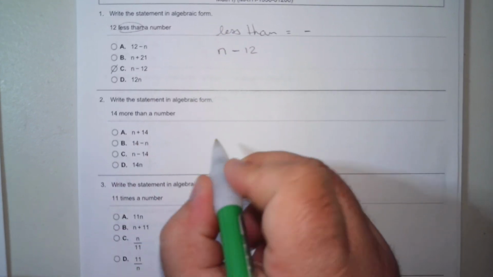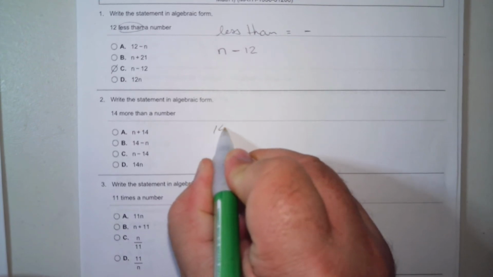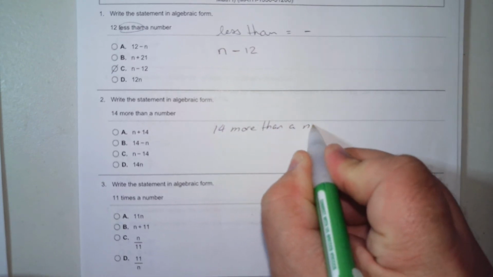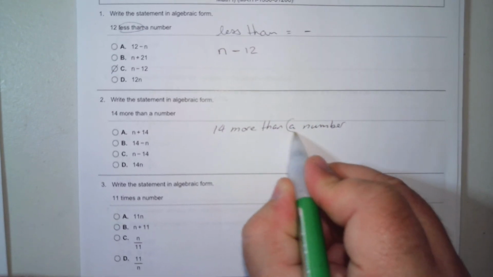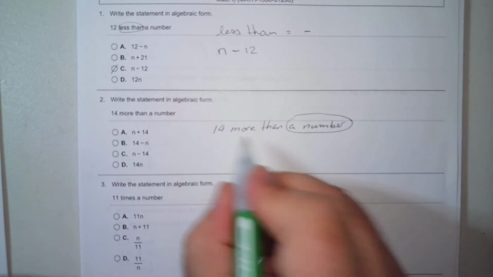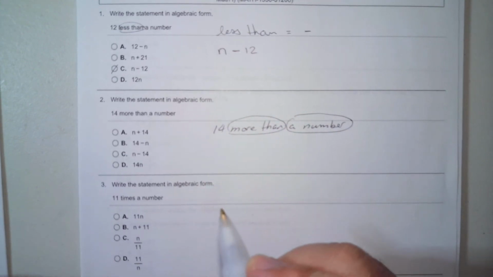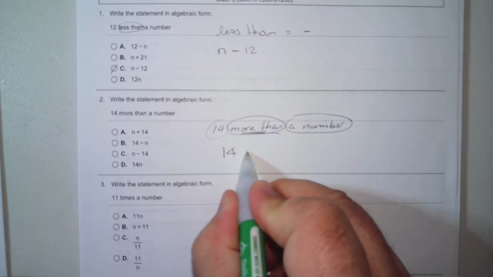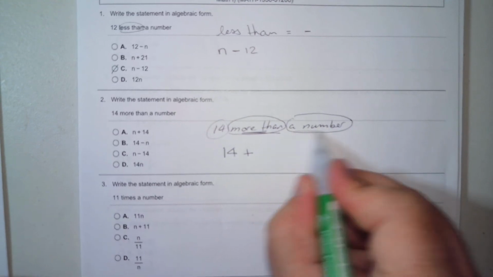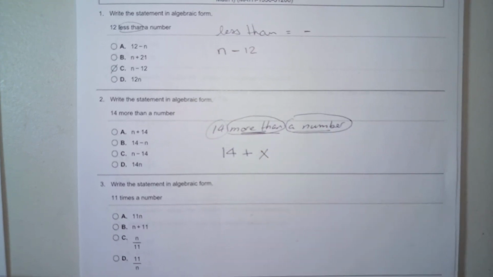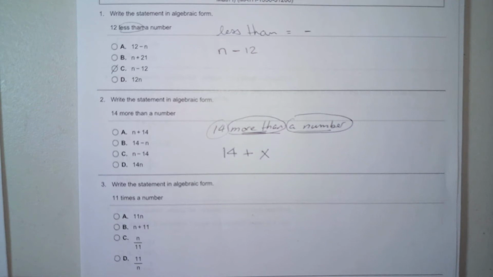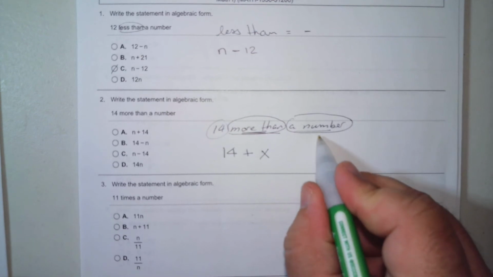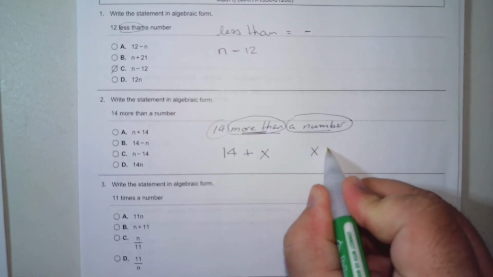14 more than a number? More than a number. These are the key words. Circle what you know. So we have 14. More than means addition. A number. We don't know what that is, so it's just x. So that's what it means directly. But so you start off with a number and you add 14 to it.